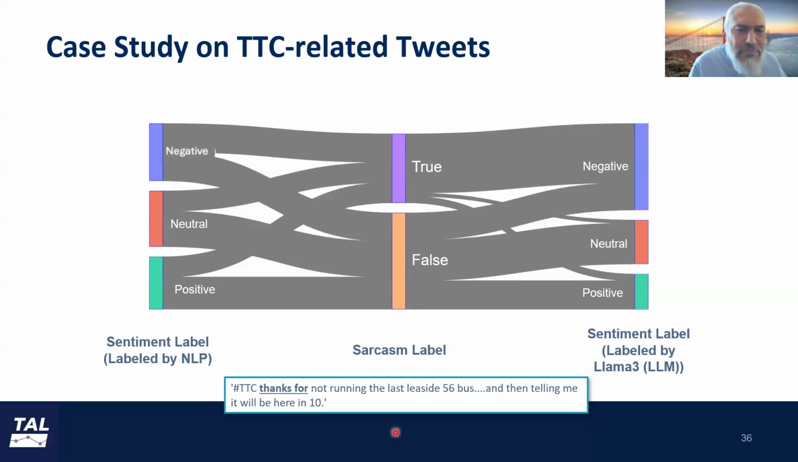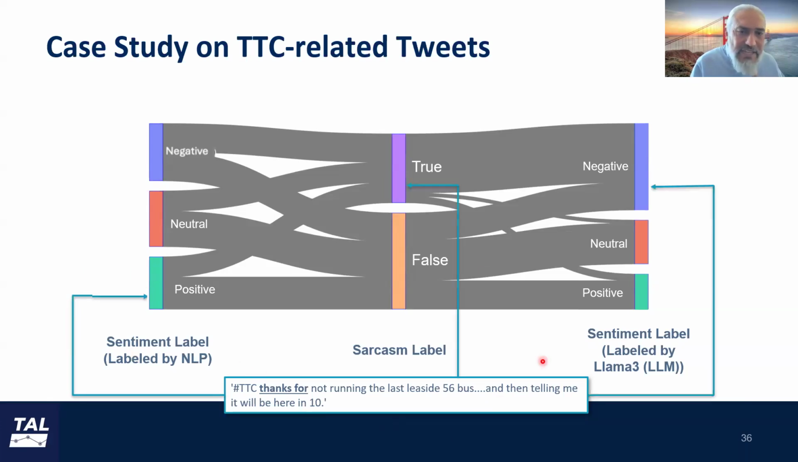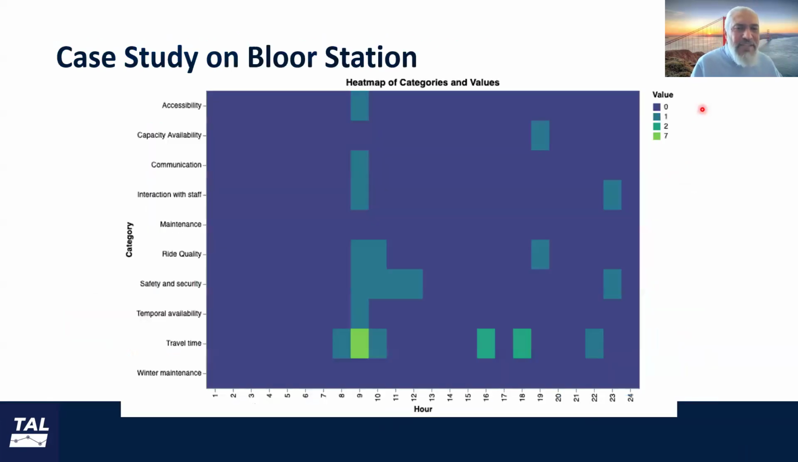Well, you and I can probably figure out that it is really sarcastic. A standard NLP will think, oh, they are saying thank you, so it must be a positive sentiment. But our large language model realizes this is a sarcastic tweet, and it labels it as a negative tweet. This is just one example. We have many more examples we can share with you. The good thing is the combination of finding out what problems people talk about, whether accessibility, communication, maintenance, ride quality or whatever, and also the location.